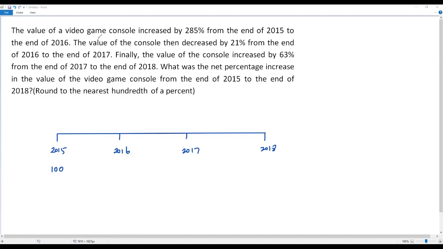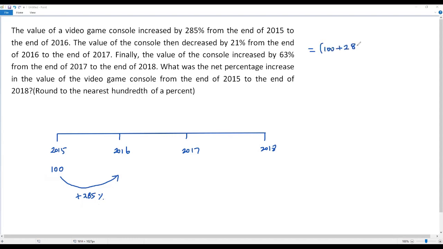The value of a video game console increased by 285% from the end of 2015 to 2016. So from the end of 2015 to the end of 2016, the value of the game console is increased by 285%. Now to find the value of the game at the end of 2016, this value 100 has to be increased by 285%. Let me do the calculation out here. To increase this value 100 by 285%, I have to add this 285 to 100.